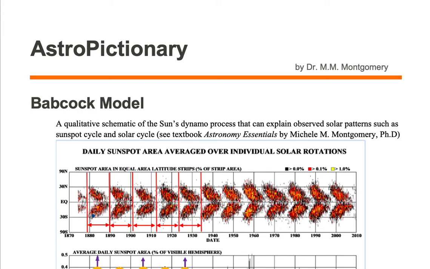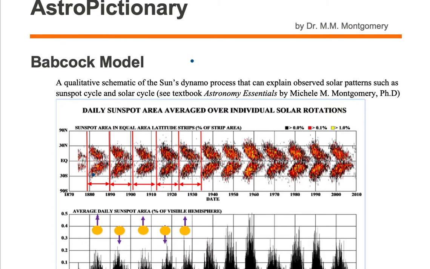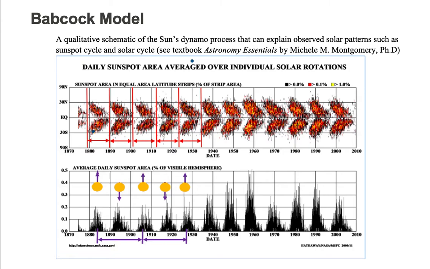The Babcock model is a qualitative schematic of the sun's dynamo process that can explain observed solar patterns such as the sunspot cycle and solar cycle. So there are observations that Babcock was trying to explain through the use of a model. One example of a cycle or a pattern that he was trying to explain is the sunspot cycle.